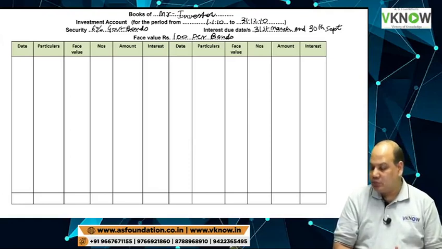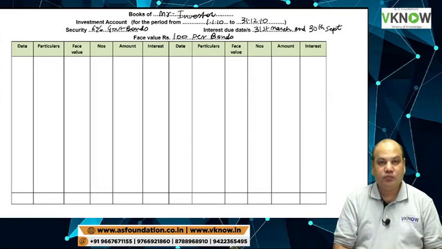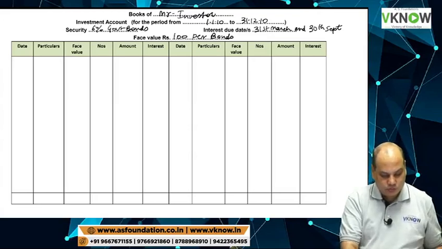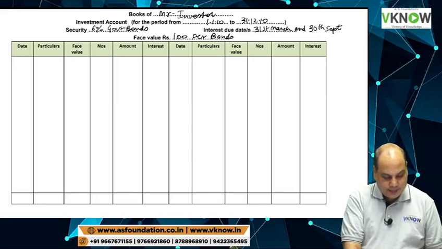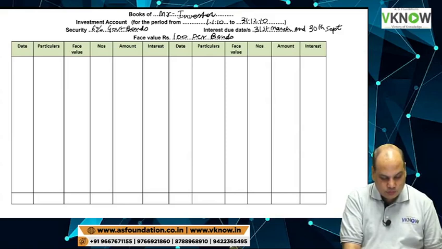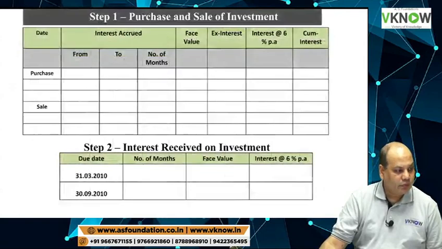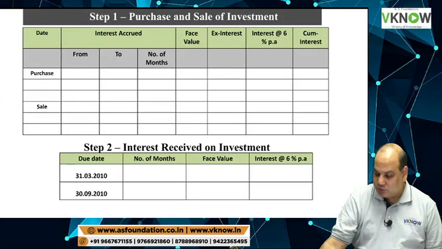Is the format ready? Investment account format is ready? If yes, tell me. Then I can go to the working notes. In this question also, we will require 5 working notes. So format is ready. Everybody write down working note 1. Purchase and sale of investment.